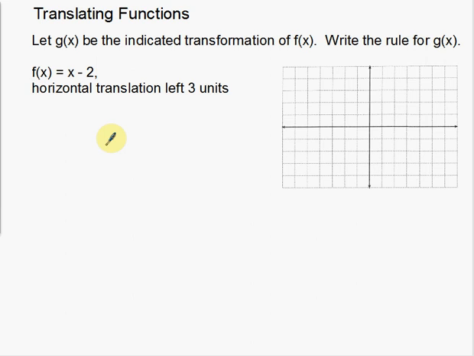In this video, I'm going to do a couple of examples of how to translate linear functions. Just a couple of examples. I'm going to do one example where I translate a function to the left, and another example where I translate it down. I'll have to go to the next slide to figure that out.